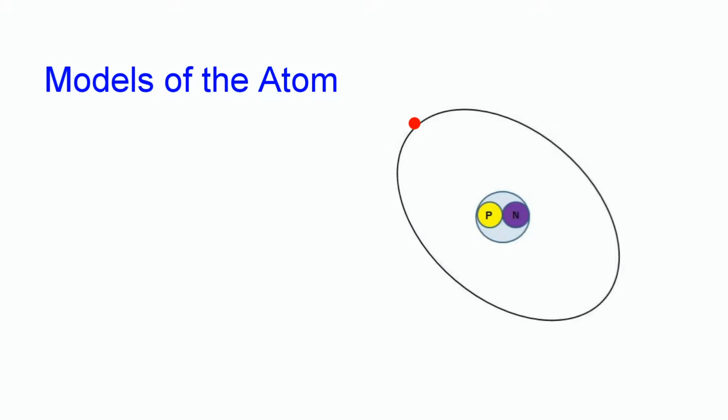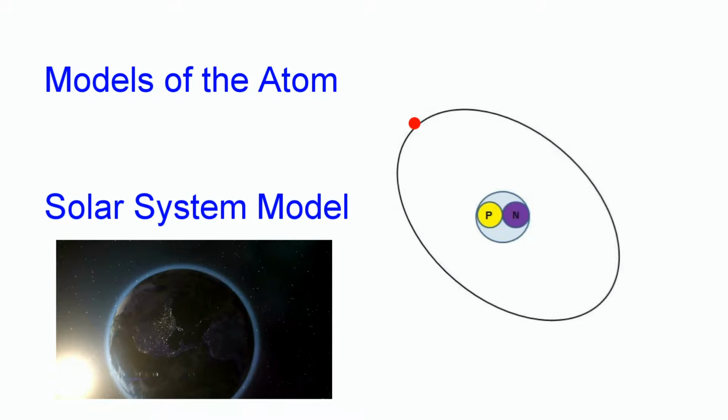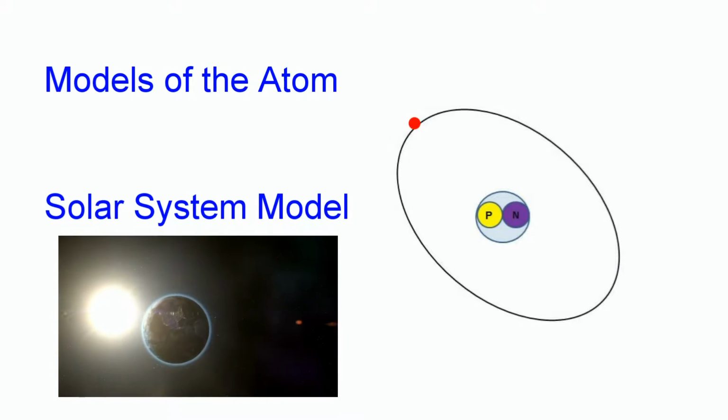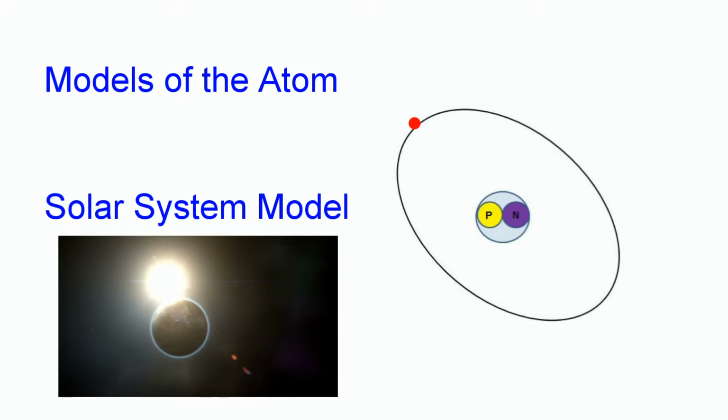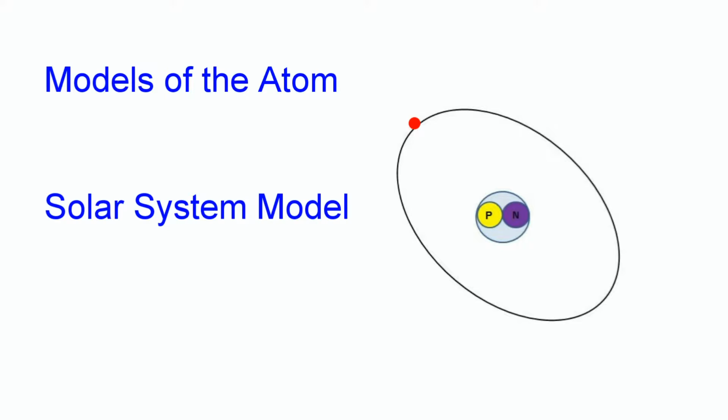Now let's pause for a moment to talk about the different models of the atom. We are using what's called the solar system model. It proposes that the atom is like a small solar system, where the nucleus is at the center of the atom, like the sun is at the center of the solar system, and that the electrons orbit around the nucleus like the planets orbit around the sun. We are using this model because it does a good job of explaining basic chemical reactions, and it is easy to understand and picture in the mind.